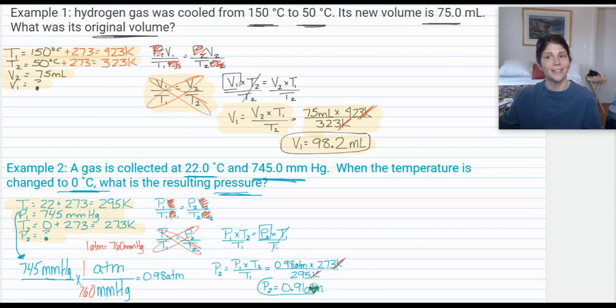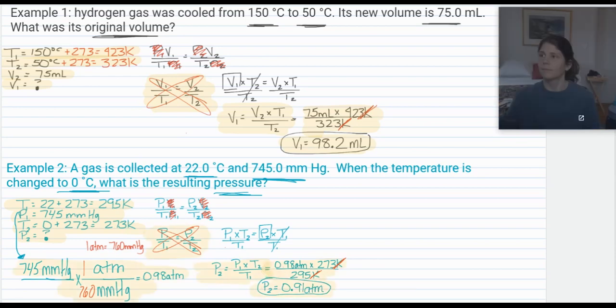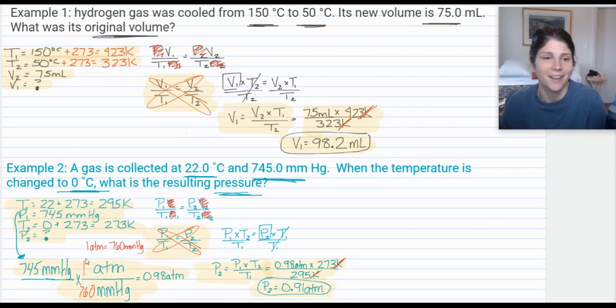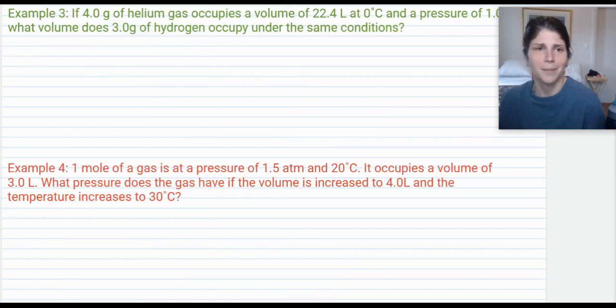And let me highlight the things that you should have in your guided notes. Again, almost everything. Definitely the conversion for pressure. Definitely the algebraic manipulation of the equation. Certainly the work. And obviously the answer. Yeah, I said I was going to do 4, but this is taking me a long time. So we'll do 1 more together, and then if you feel like you're getting it, we can stop. So I'm going to skip over example 3 and move on to example 4.